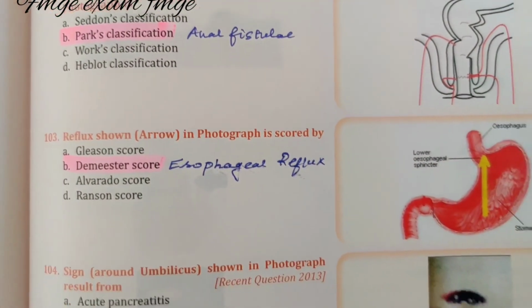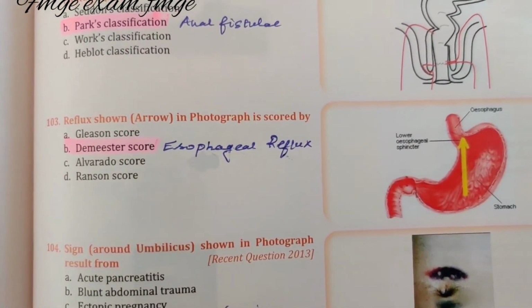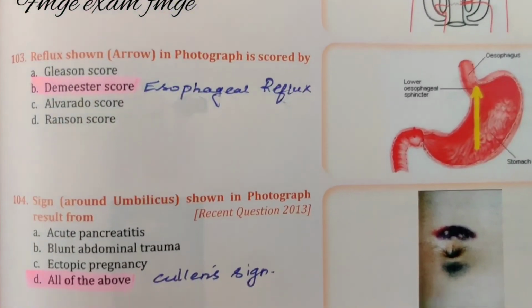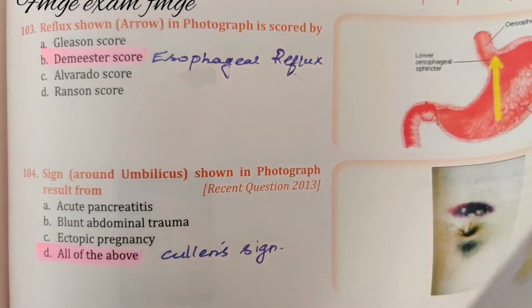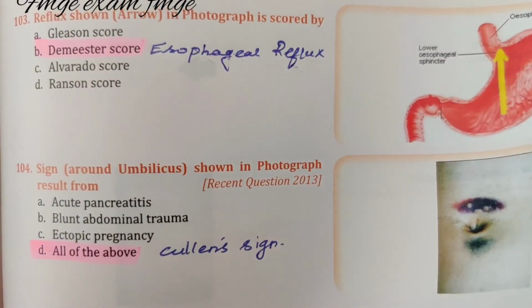The reflux shown by the arrow in the photograph is scored by the DeMeester score, esophageal reflux. The sign around the umbilicus shown in the photograph results in all of the above, equivalent signs.